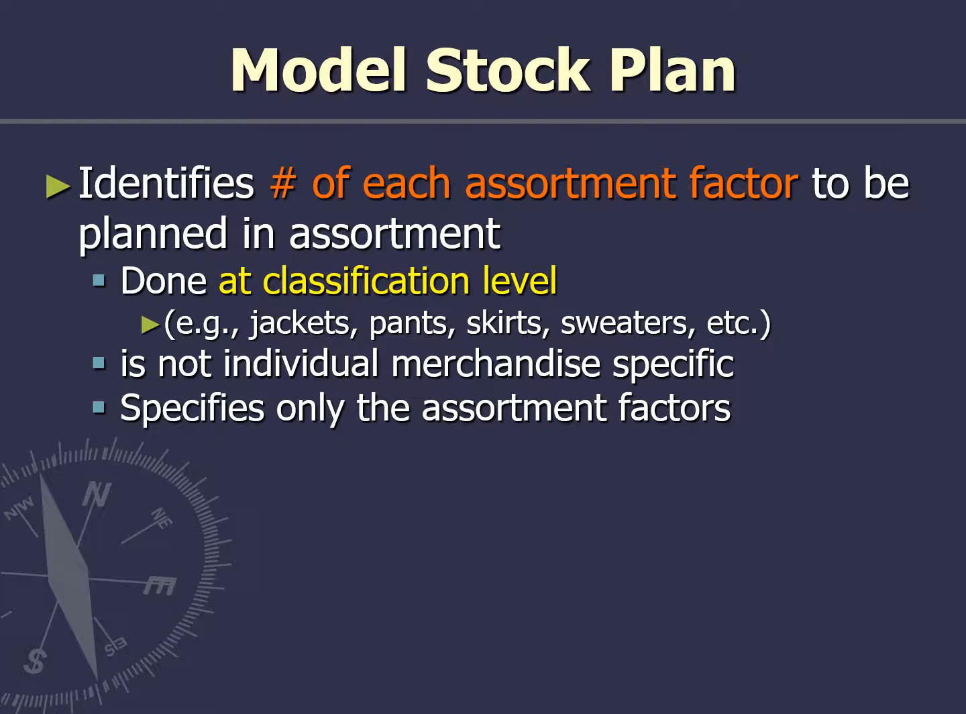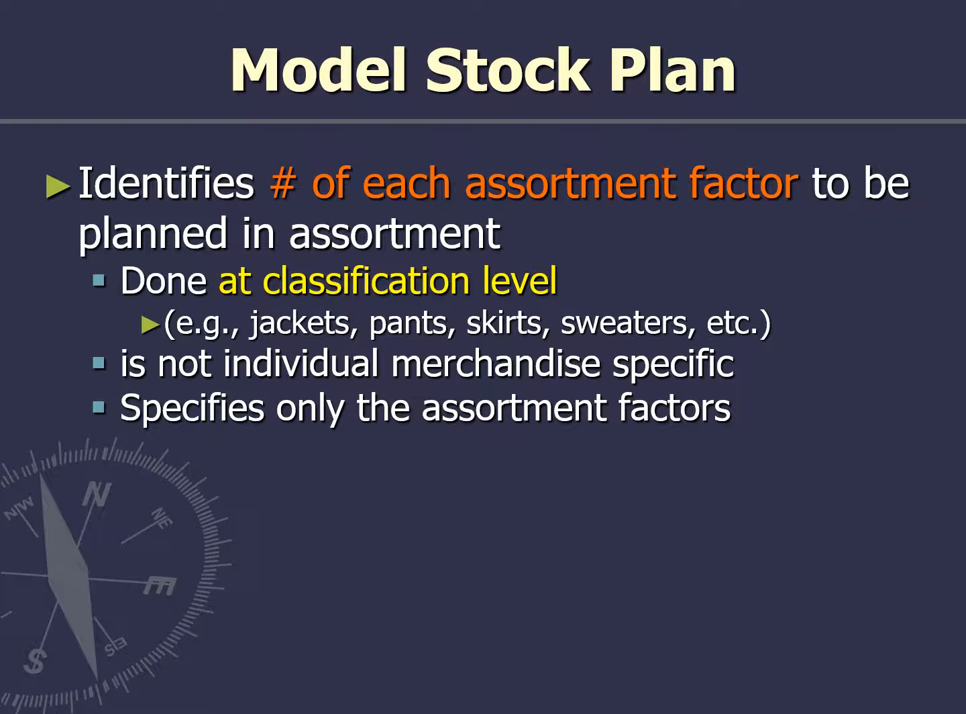Let's talk about how to set up a model stock plan for fashion merchandise, which is the first step of fashion merchandise assortment planning. The model stock plan is the process of identifying the assortment factors and the number of levels within each assortment factor to be used for the assortment plan. And as I said earlier, a model stock plan must be set up at an item classification level, like jackets and pants, skirts and sweaters. For each item classification, you're going to have a model stock plan.